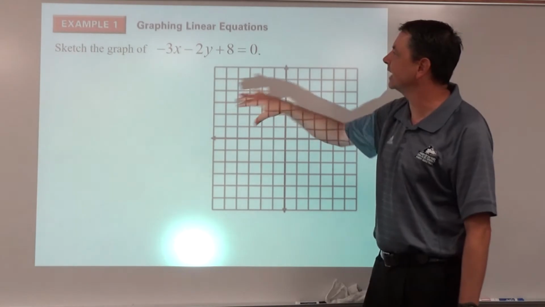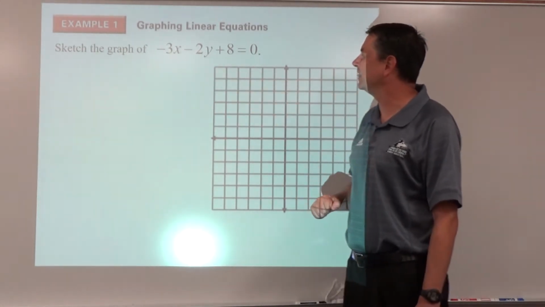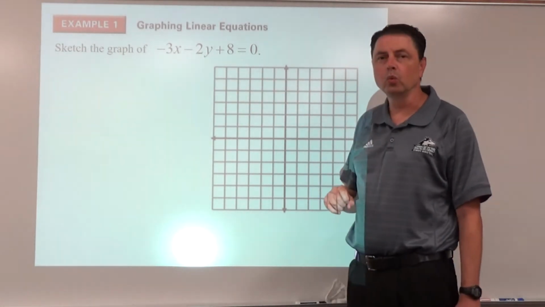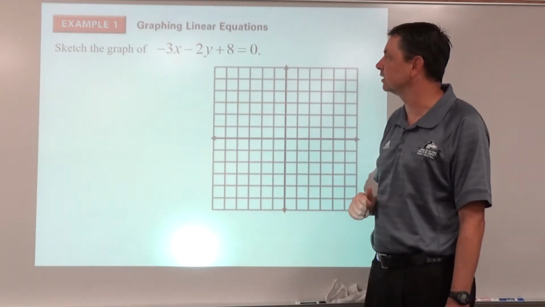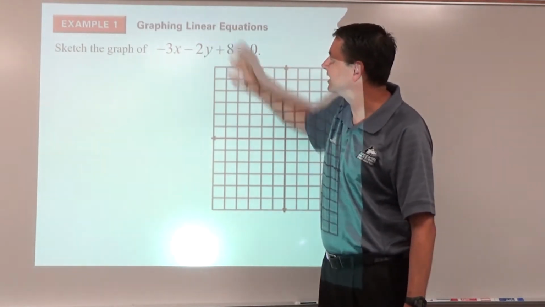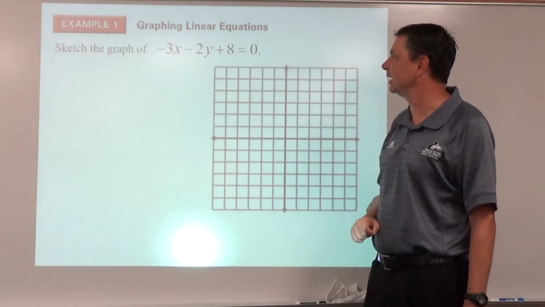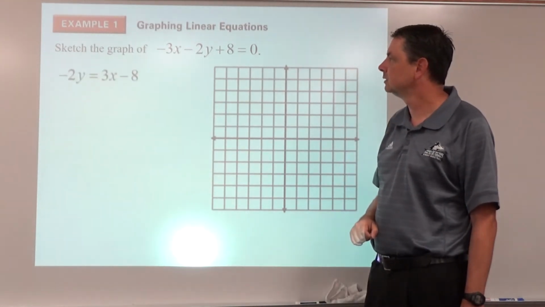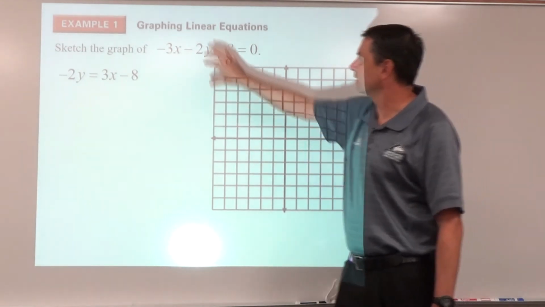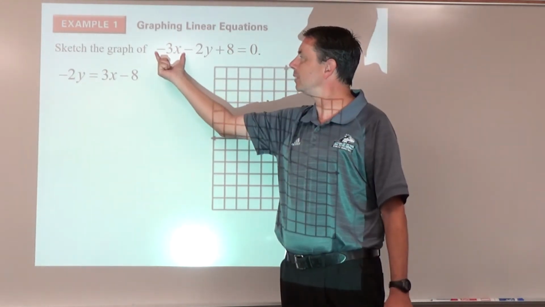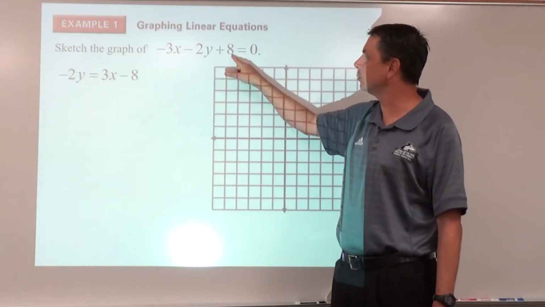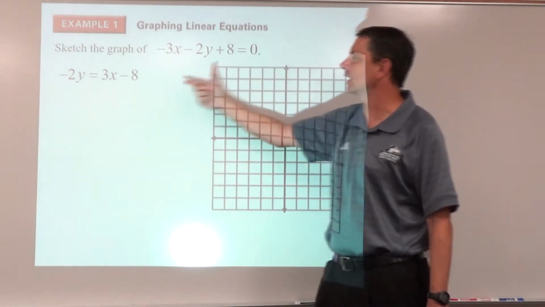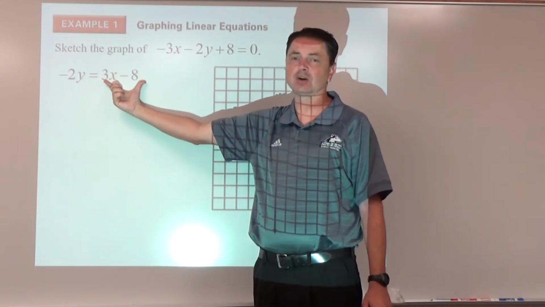All right, so we're going to sketch the graph of this line here. We first may want to get it into y equals mx plus b form, which means to isolate the y, get the y by itself. So we're going to leave this here. We're going to undo the minus 3x by adding 3x to both sides. Undo the plus 8 by subtracting 8 on both sides. Here we are.